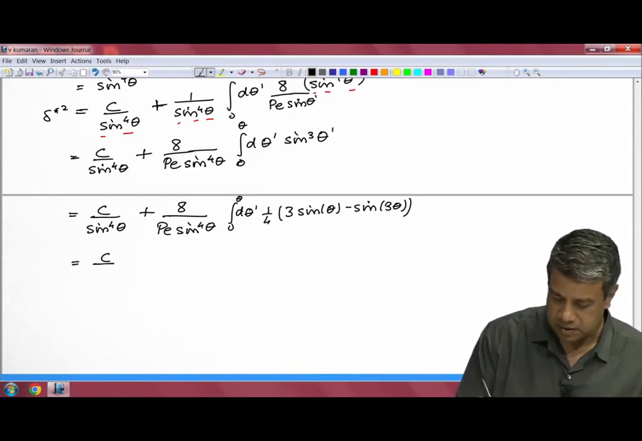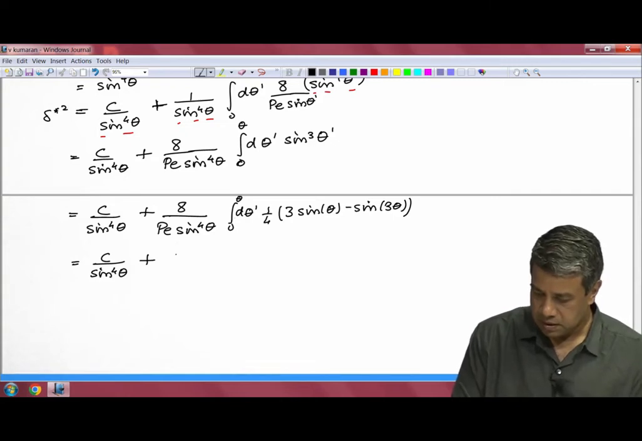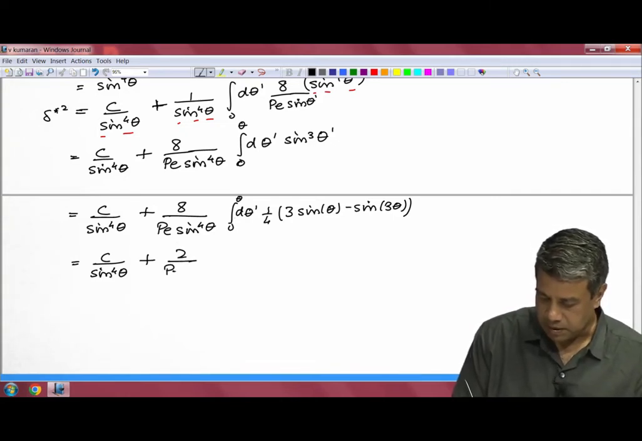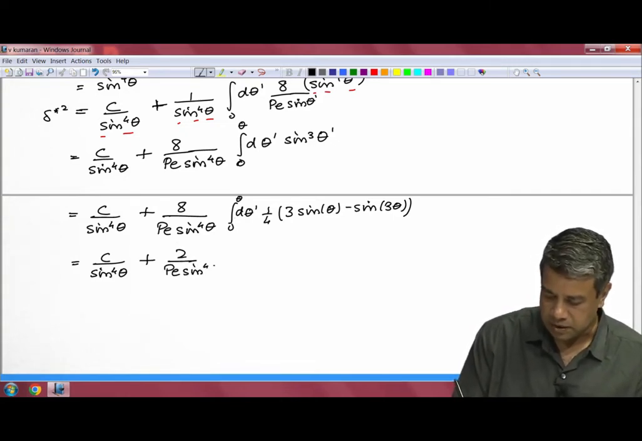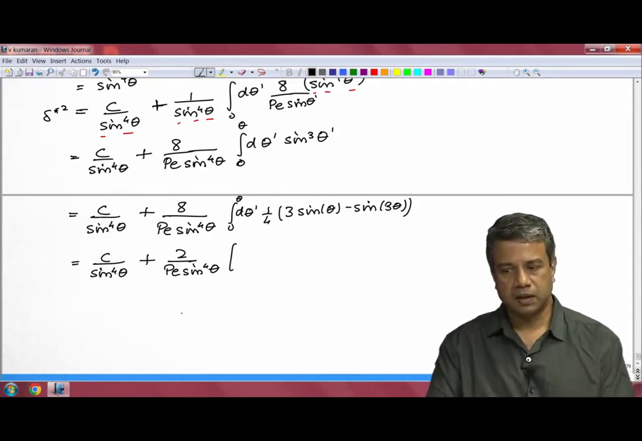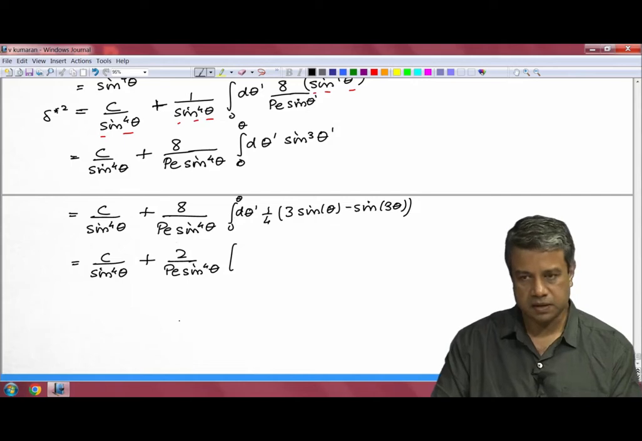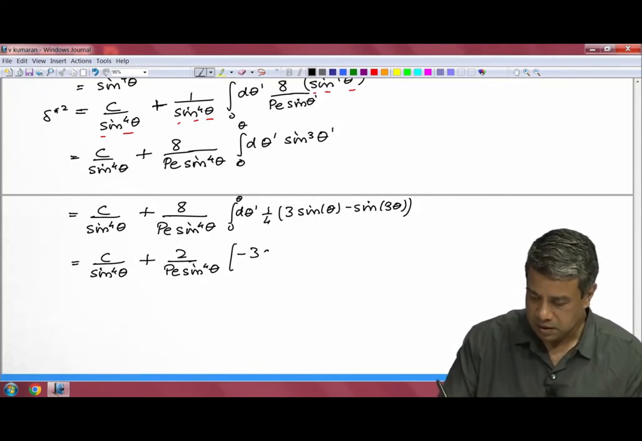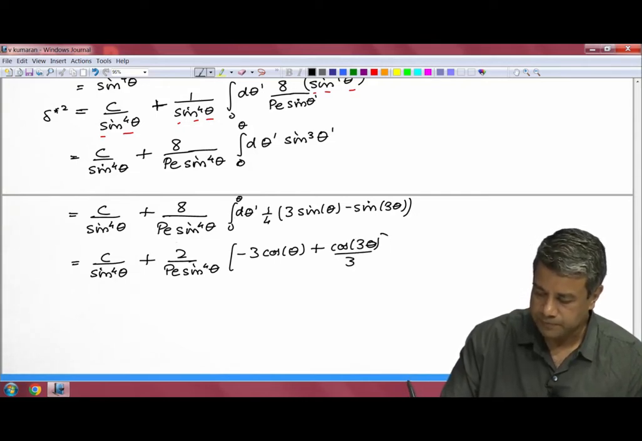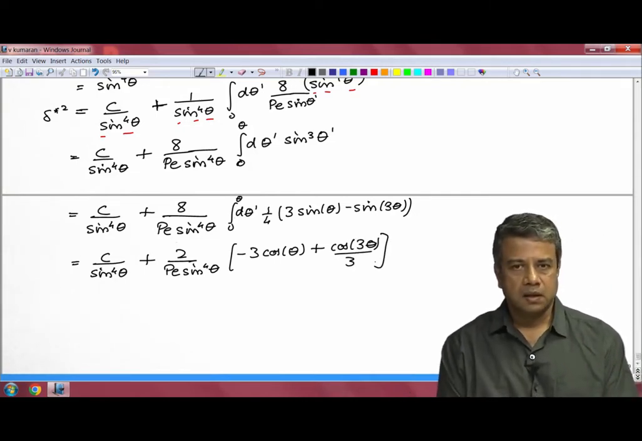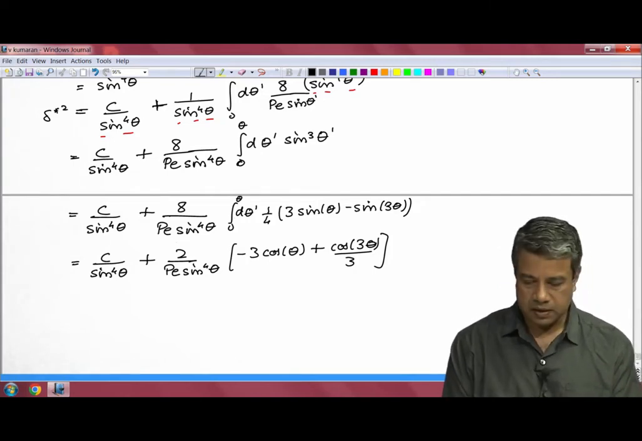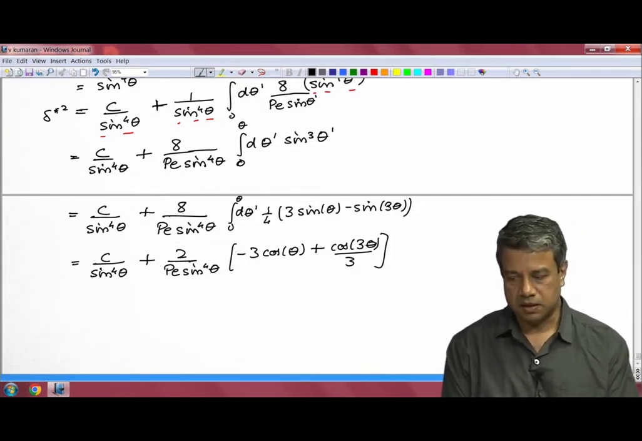And this integral is quite easily done. You will get c by sin power 4 theta plus 2 by Pe sin power 4 theta into the integral of sin theta, which is minus cos theta. So, you will get minus 3 cos of theta plus cos of 3 theta by 3. So, this is the square of the boundary layer thickness, delta star square, in this particular case.